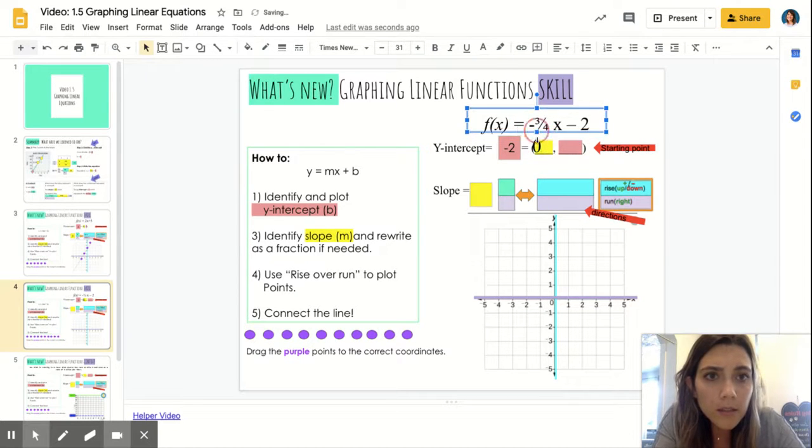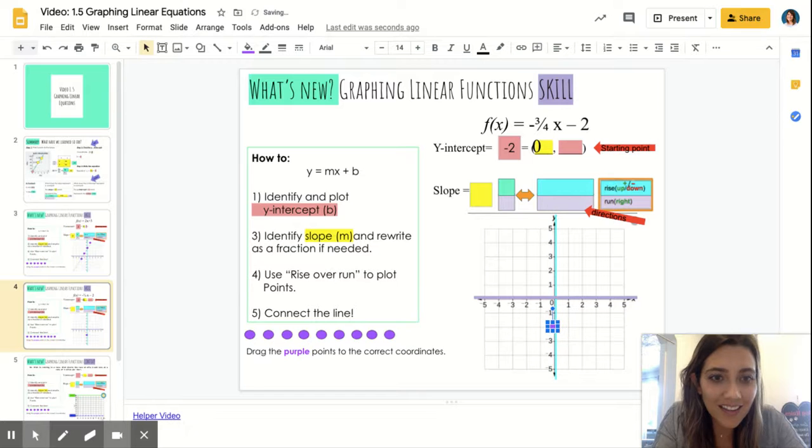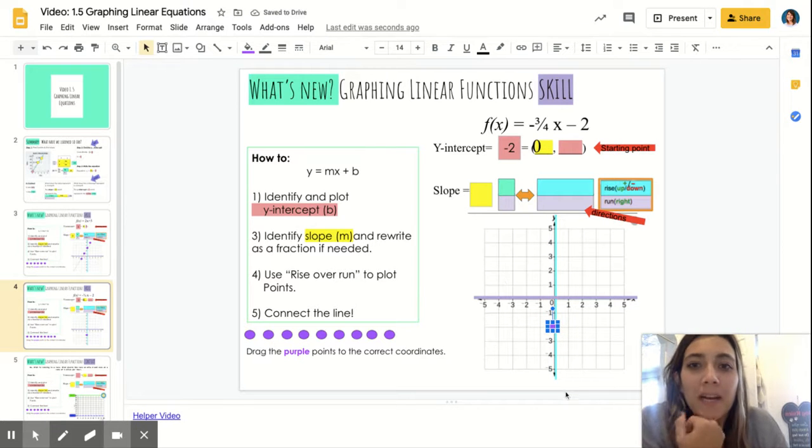Yikes. Okay, some technical difficulties, but the y-intercept is -2. So I put my dot on -2 on my y-axis.